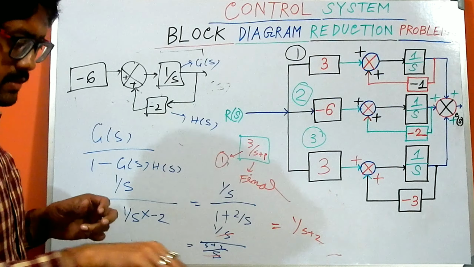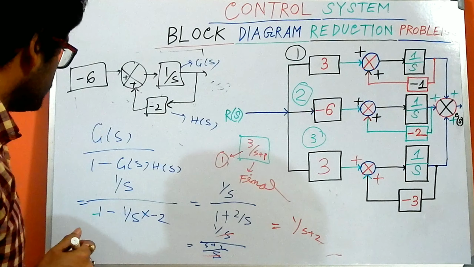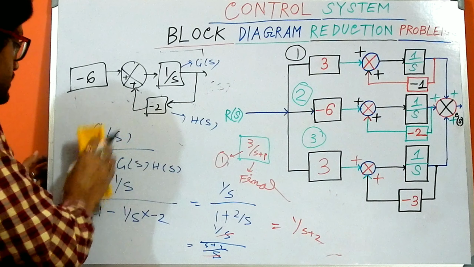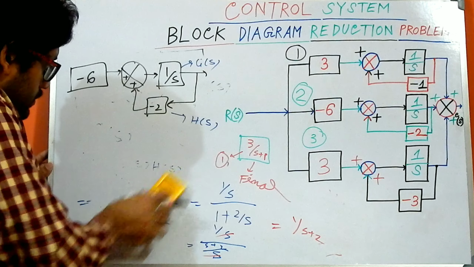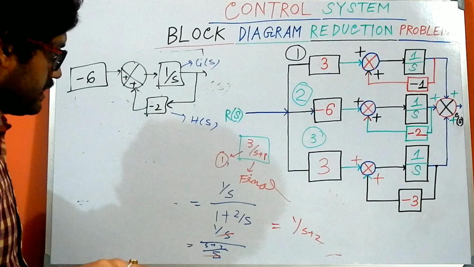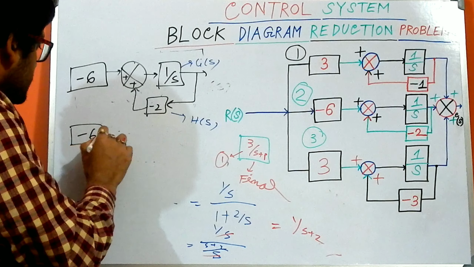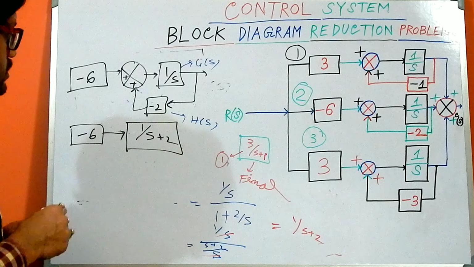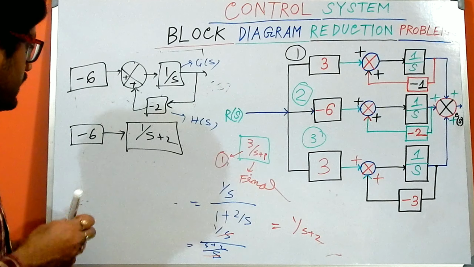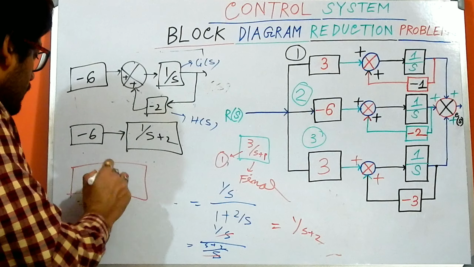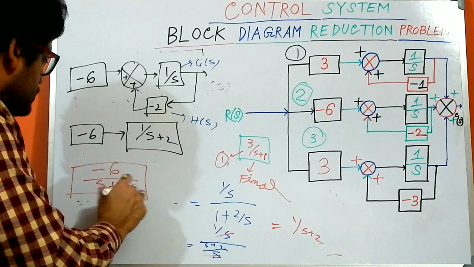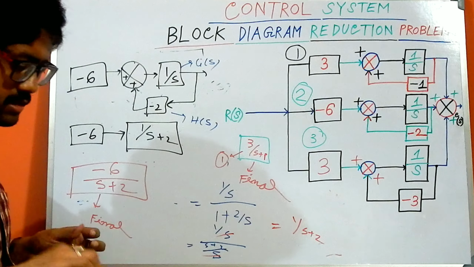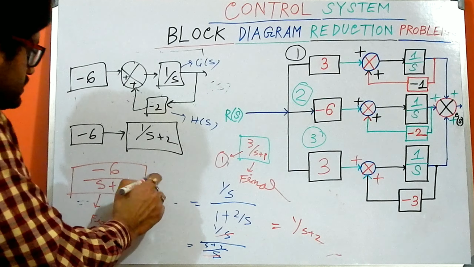And for the sake of simplicity, I want to draw the response over here. So I will erase this portion to draw the final answer. Okay, and my final block is this one. So this one is my minus 6, and this is placed in series with this block. As these two are present in series, then what is the final answer? The final answer is within our one block, minus 6 divided by s plus 2. So this is my final, which is our number 2.